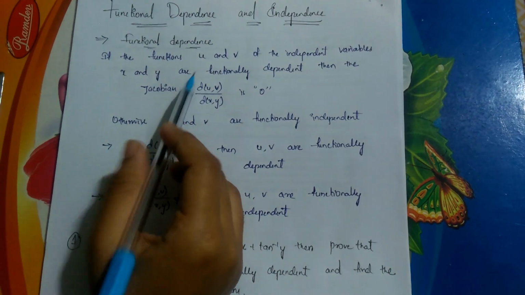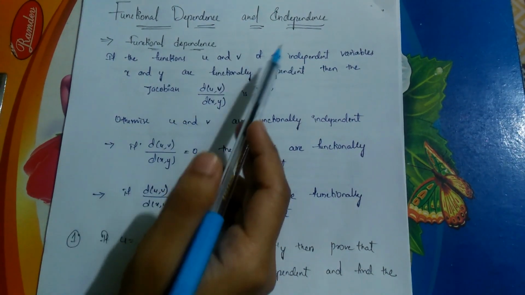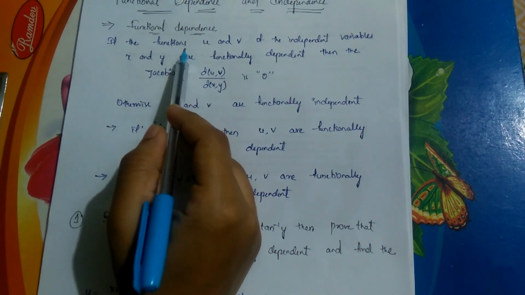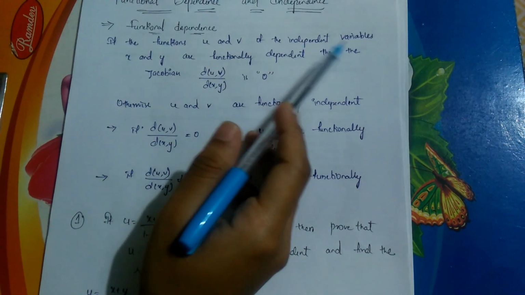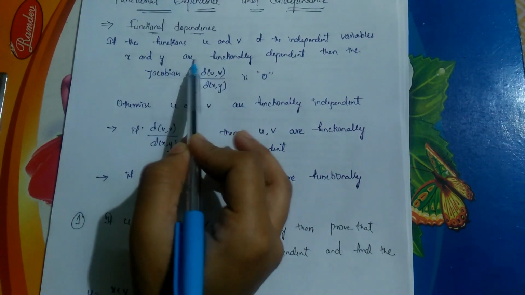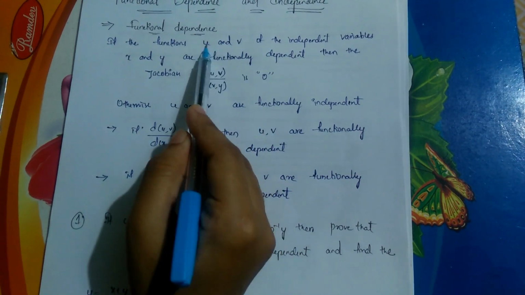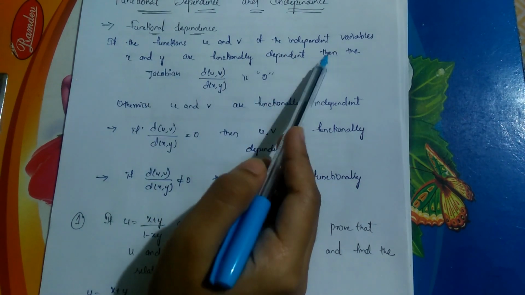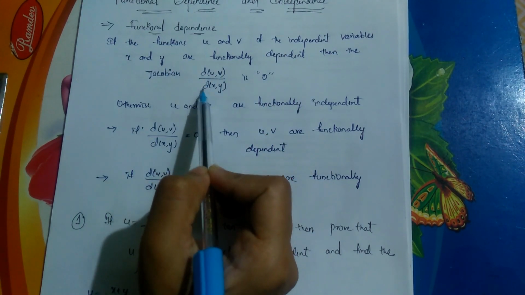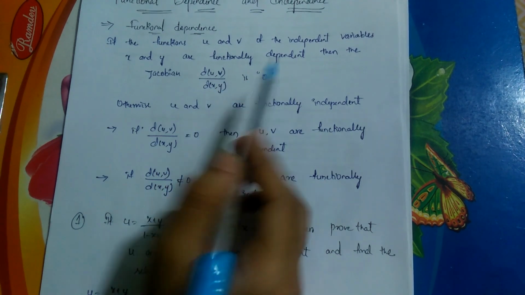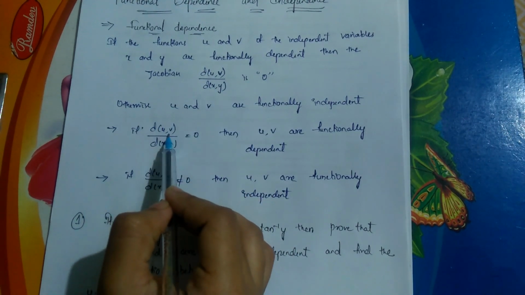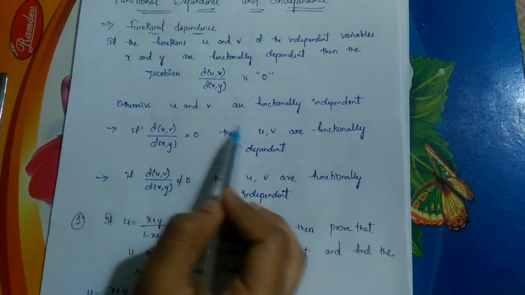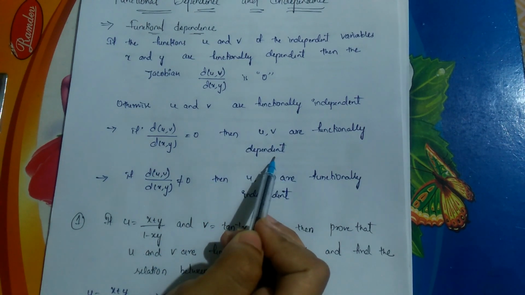We shall start with a new topic called functional dependence and independence. First we will see what is functional dependence. If the functions u and v of the independent variables x and y are functionally dependent, it means u and v are functionally dependent on x and y, then the Jacobian ∂(u,v)/∂(x,y) is 0. Then we can tell that u and v are functionally dependent.